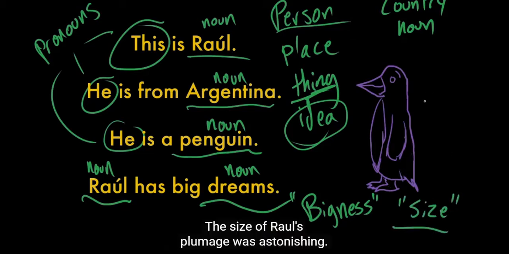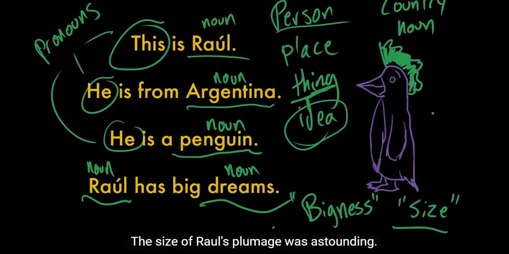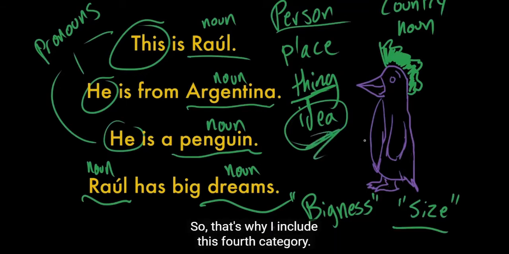The size of Raoul's plumage was astonishing. Look at that gorgeous plumage. It's a little penguin mohawk. The size of Raoul's plumage was astounding. Now, in that sentence, size is a noun, but it's not a physical thing. It's not a person. It's not a place. It's not something you can pick up. It's an idea. So that's why I include this fourth category.